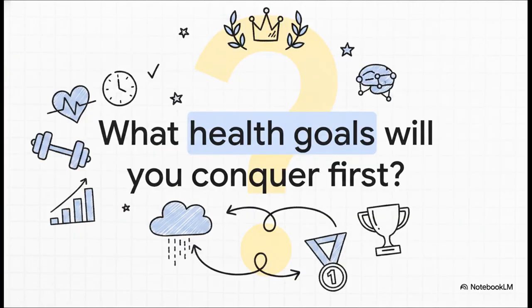And that brings us to the end of our explainer. We've seen how this tool takes raw, messy data and turns it into clear trends, proactive trajectories, and actionable community goals. It's all about empowering you to be the CEO of your family's health. So I want to leave you with a question to think about. With your family's health data finally organized, accessible, and easily understood in one single place, what health goals will you conquer first?